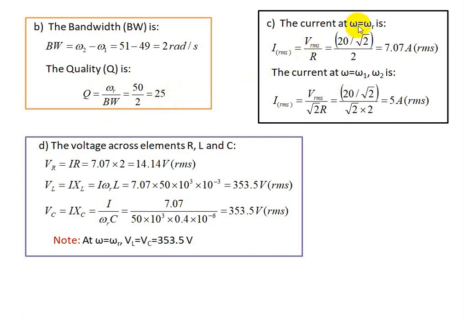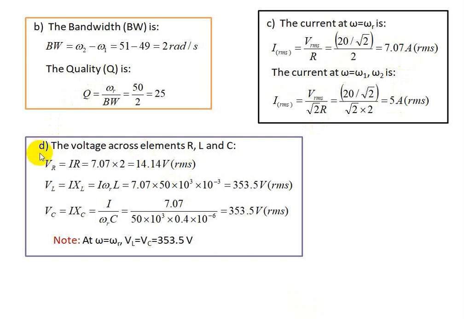Then coming to the current at resonance, the current I RMS will be equal to V RMS by R. But in the circuit, the voltage is given as 20 sine omega t. Therefore V RMS will be 20 by under root 2, and R is 2. So this gives us the value 7.07 ampere. Similarly, the current at omega 1 and omega 2 will be equal to 1 by root 2 times this current, which will be equal to 5 ampere.